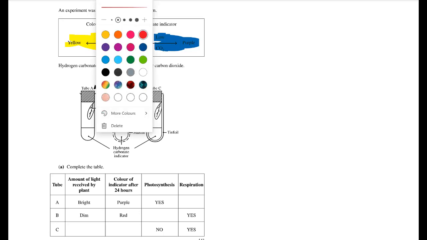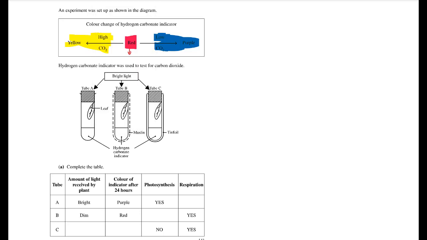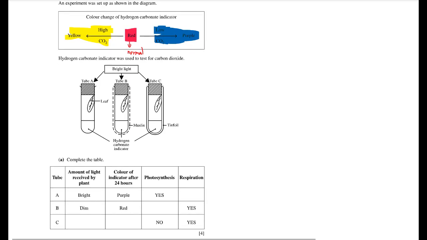Now we know that it will be red under normal conditions, and it will also show us the compensation point. So what you need to try and do is work out whether or not photosynthesis and respiration is taking place. So what I want you to do is pause it here and see if you can work out what's going on and what you would write in each box. So let's start with A.